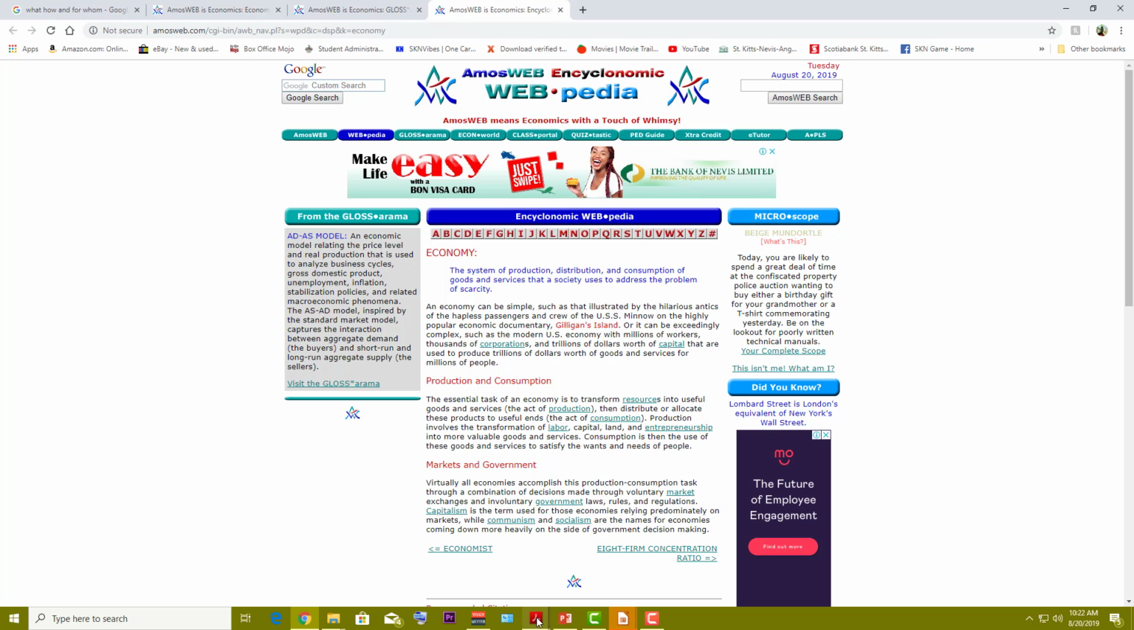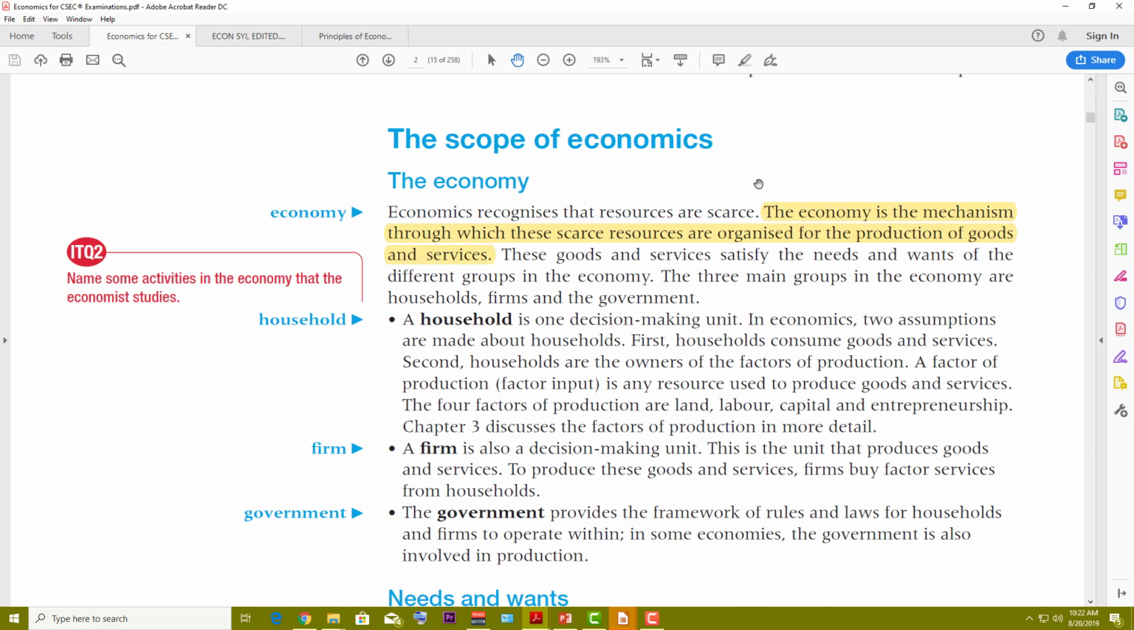Or you can stick with the textbook definition, where the economy is the mechanism through which these scarce resources are organized for production of goods and services. All of them are the same. So whatever you can digest better, that's the definition you want to stick to.